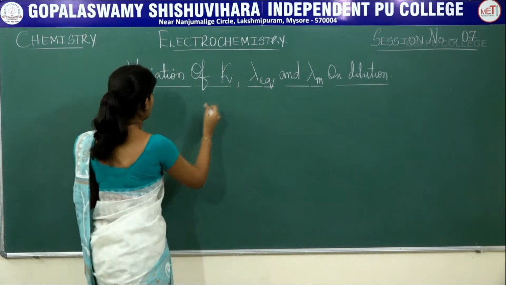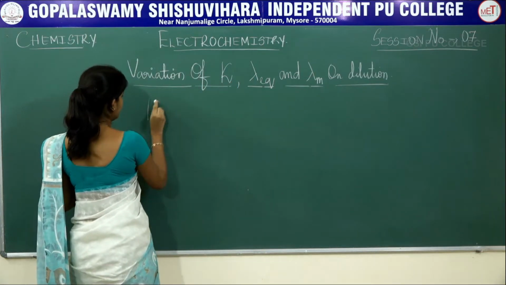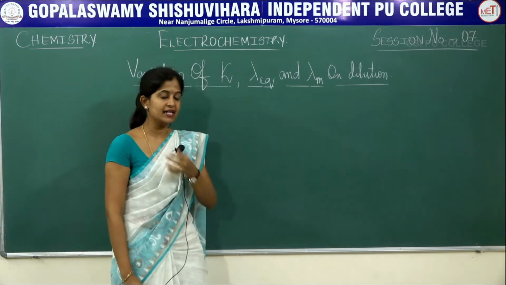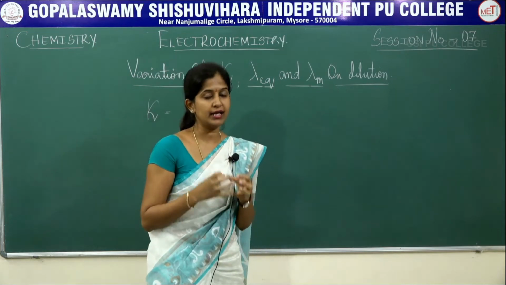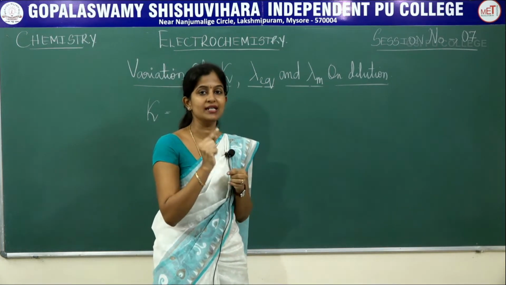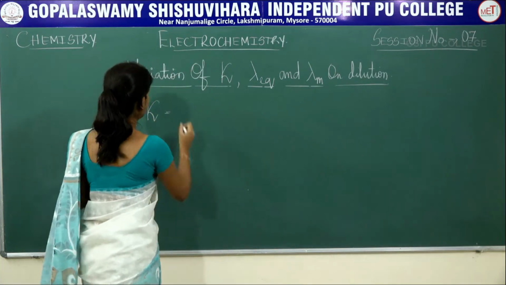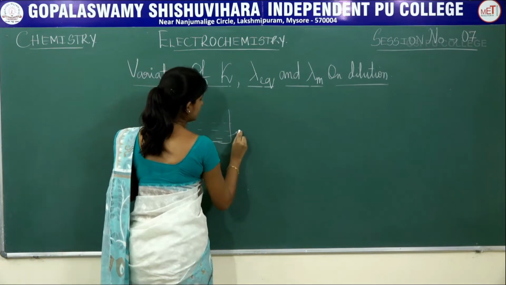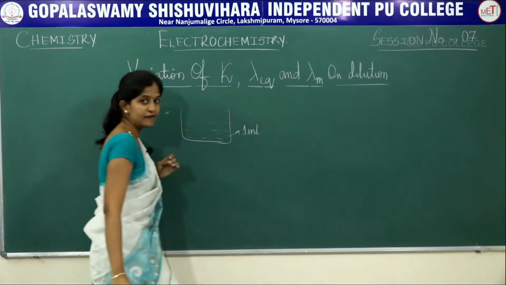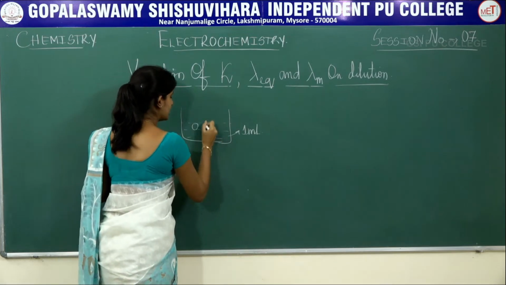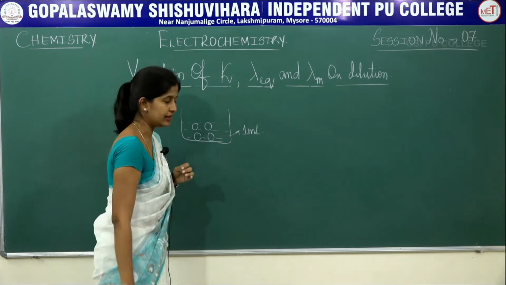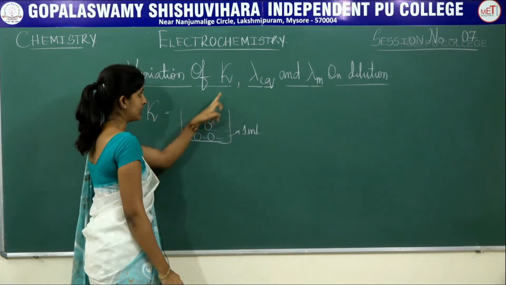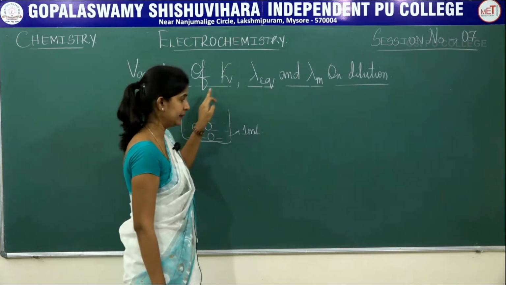So first we will be talking about your specific conductance, that is kappa. So what is specific conductance or conductivity? It is defined as the conductance offered by all the ions that are present in 1 ml or 1 cm cube of a solution. Think that we have a container. This is a container. So you have 1 ml of solution. Think that there are 4 ions here. So 1 ml of solution. As a result, the conductivity offered by this solution is called your specific conductance or conductivity.